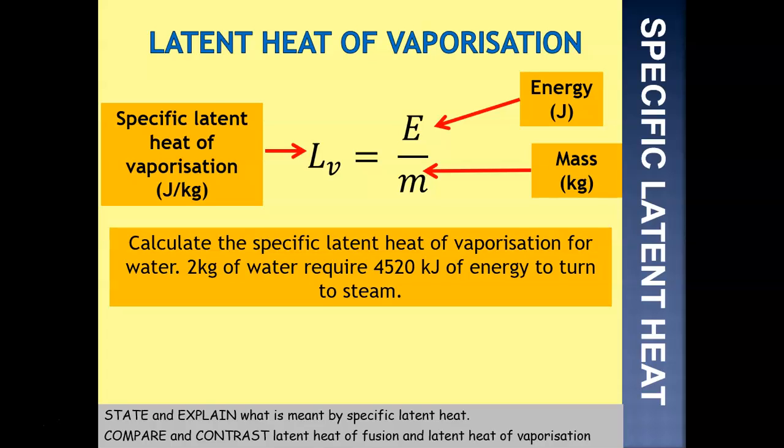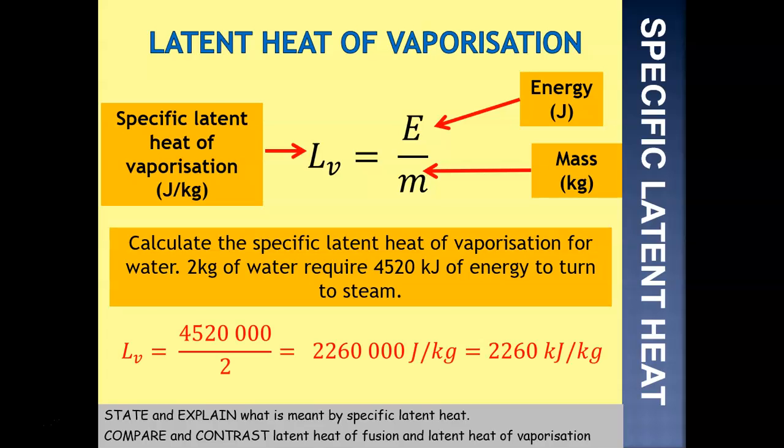Okay, so again we need to convert. We've got 4,520 kilojoules, we convert that into joules. So our equation is 4,520,000 joules divided by 2. 2 is the kilograms. That gives us 2,260,000 joules per kilogram. We can convert that to 2,260 kilojoules per kilogram.